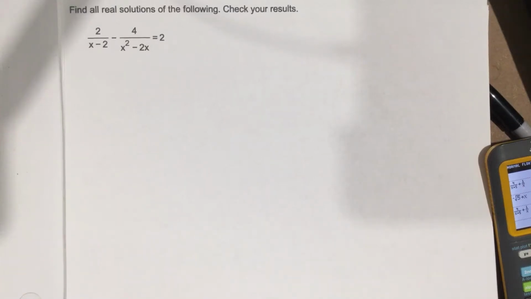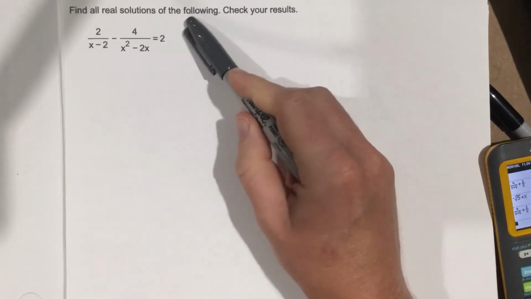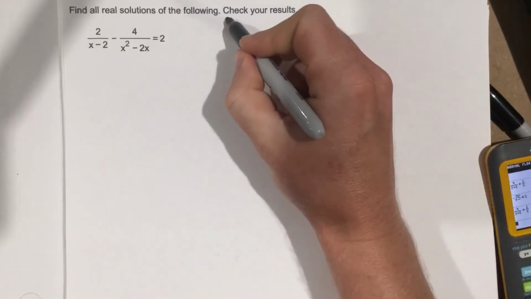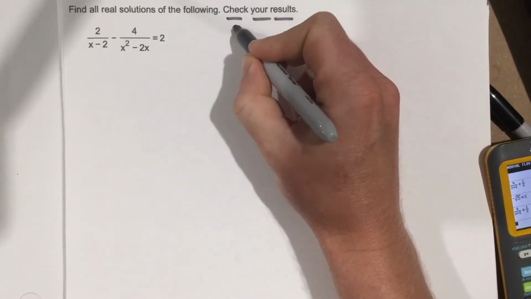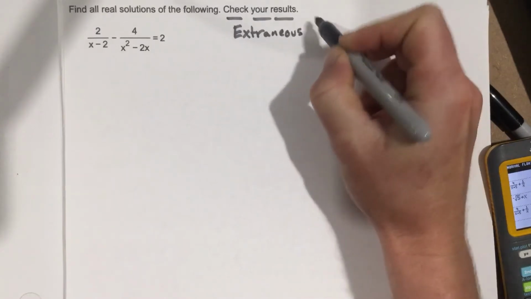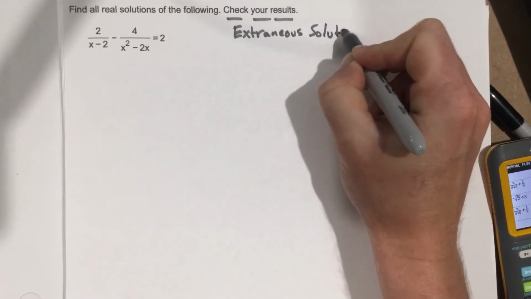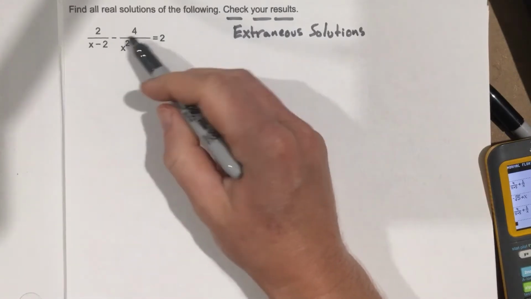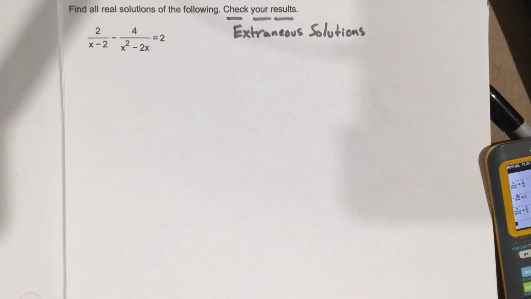This is problem number 2 from section 4.7. In this problem it says, find all real solutions of the following to check your results. And again, like the previous problem, I want to check my results because I might get extraneous solutions. And what's an extraneous solution? It's a solution that we get at the end that actually doesn't work for our equation when we plug it in. So we need to plug in all the solutions we get, or possible solutions we get, to actually check to make sure that they are solutions.